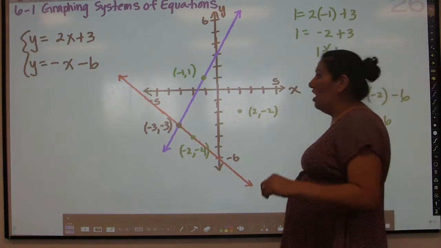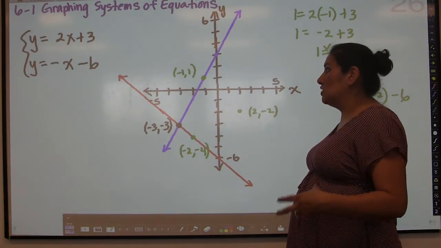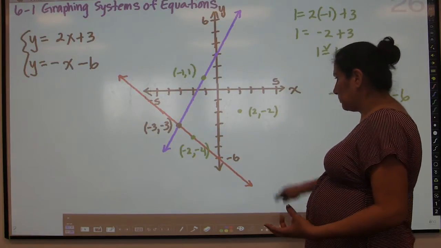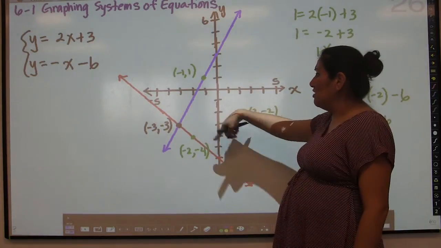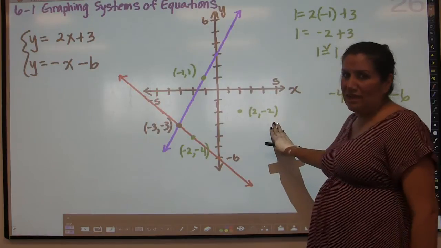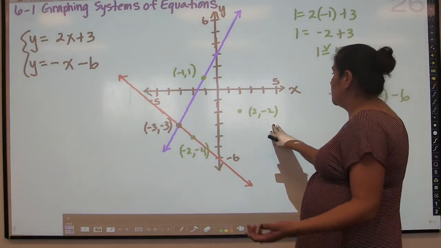So when you're on the actual line itself, it's because you're a solution to that equation. The point (2, negative 2) is not on either line. So when I plug in (2, negative 2) to either equation, it shouldn't make sense. It should not be a true statement. And I'm going to check that now.